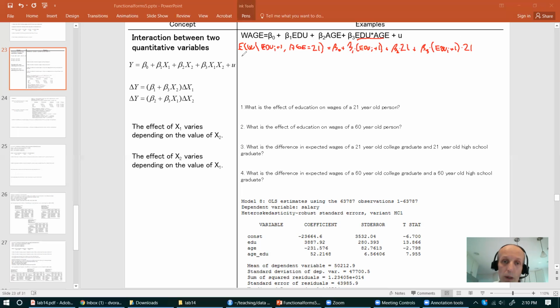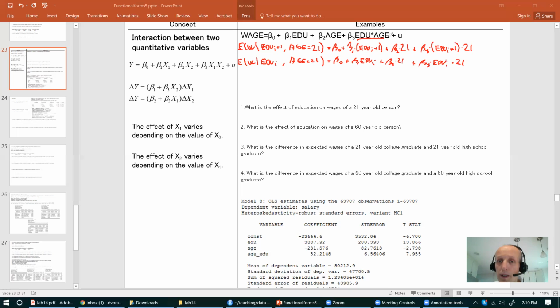All right, how about the expected wage of someone who's got education just edu i, not plus 1, and is still only 21 years old? What is that equal to in terms of the betas? Well, it's beta 0 plus beta 1 times edu i plus beta 2 times 21 plus beta 3 times edu i times 21.